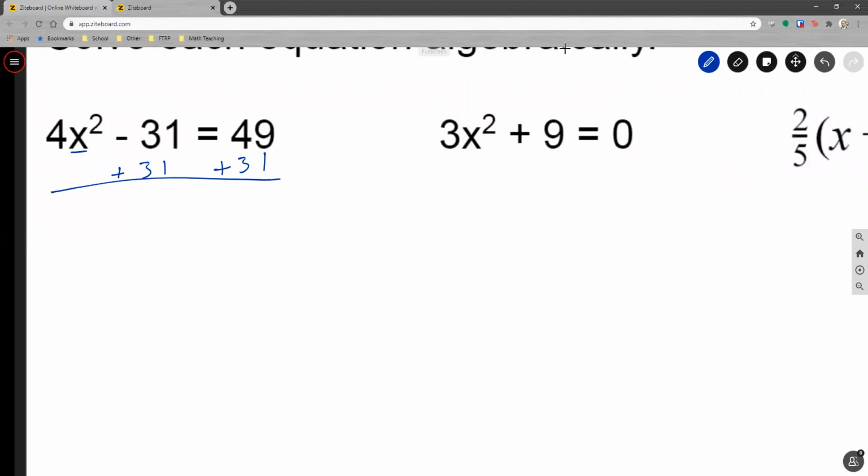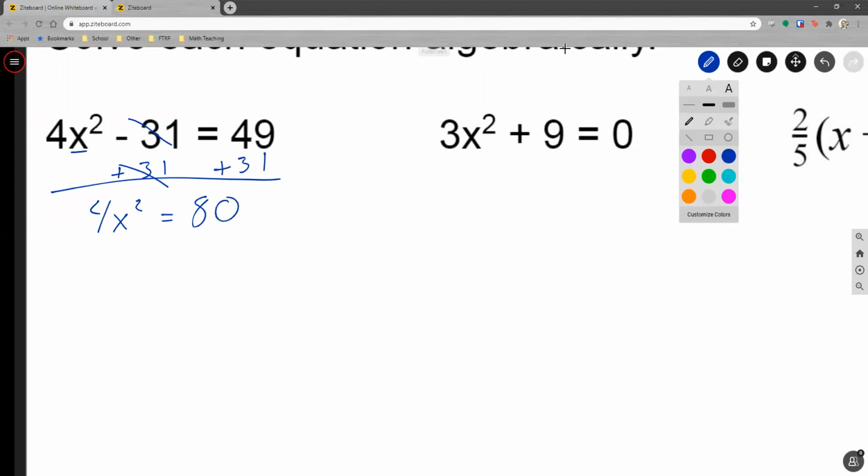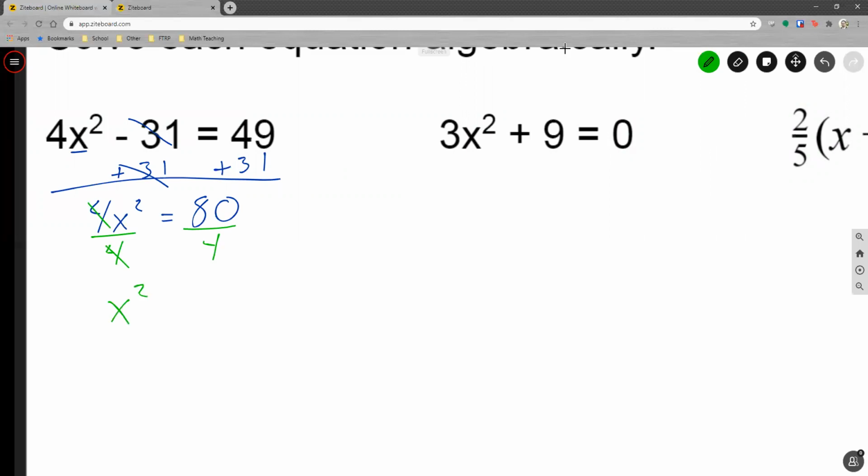If I add 31 to both sides of the equation, my 31s eliminate each other on the left. I'm left with 4x squared on the left, and 49 plus 31 gives me 80. All right, next step, let's get rid of that 4 that's multiplying x squared. Divide by 4 on the left side: 4 divided by 4 gives me 1, so I've got 1x squared, or just x squared. 80 divided by 4 gives me 20.